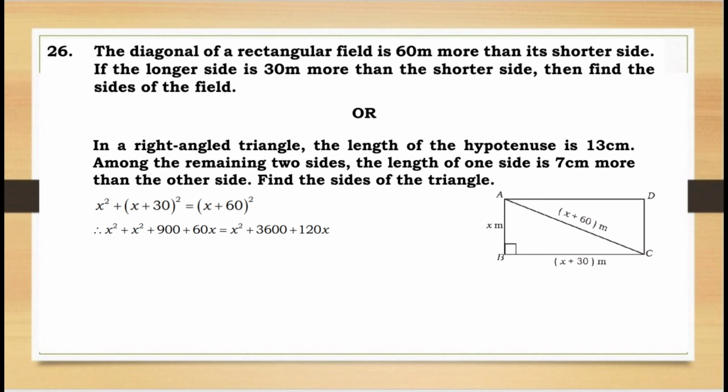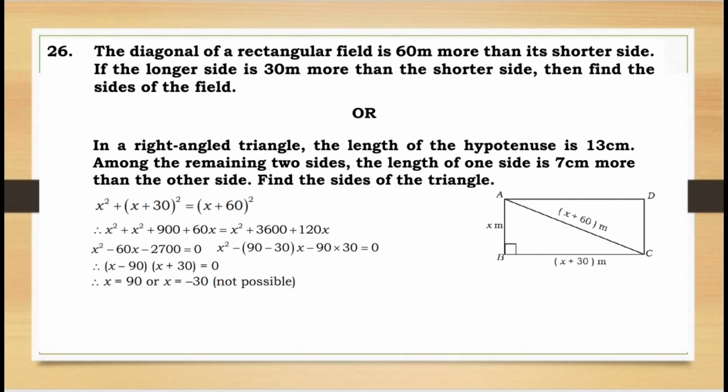Shift all the right hand side to the left hand side, then we will get x square minus 60x minus 2700 equals 0. That is x square minus, I will write 60 as 90 minus 30, into x minus 2700 as 90 into 30, which equals 0. We can also write this quadratic equation like x minus 90 into x plus 30 equals 0. Therefore, x is 90 or x is minus 30.